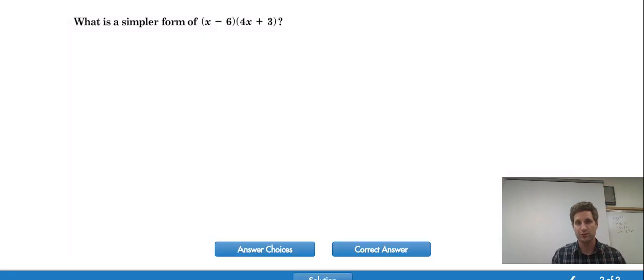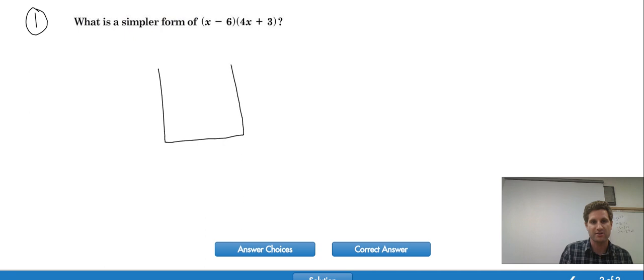Okay, so here's our actual first example, so we're going to go ahead and write this down. Number 1. What is the simpler form of x minus 6 times 4x plus 3? Basically, they're asking us to multiply. In this case, we are going to use the box method. So we draw a box. That's what's so great about this. It's super straightforward. So there's a box.